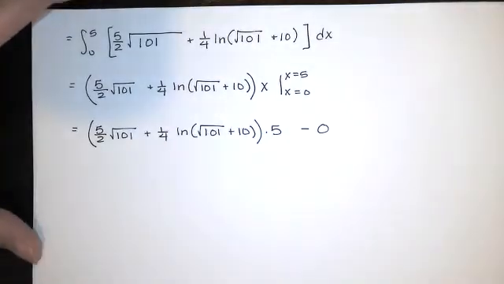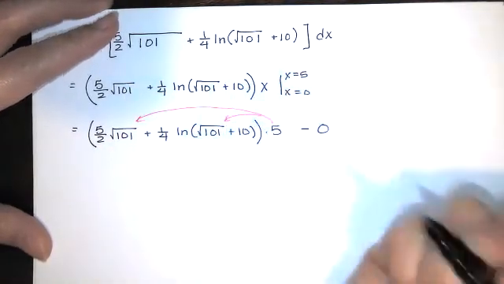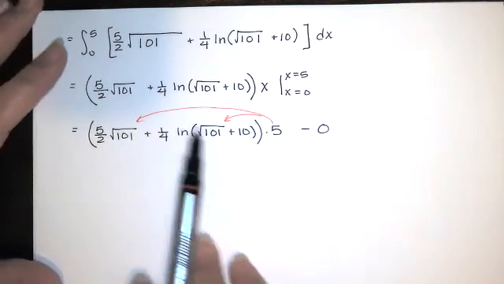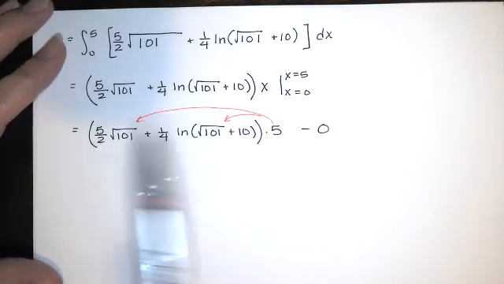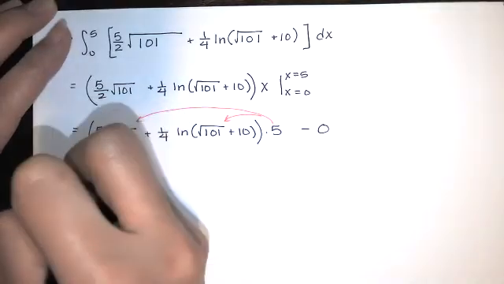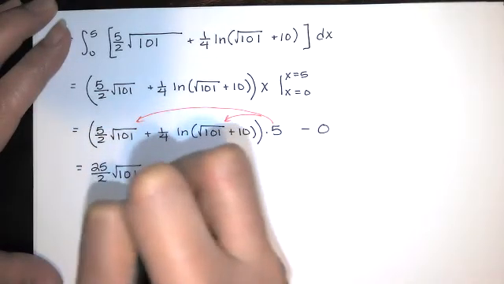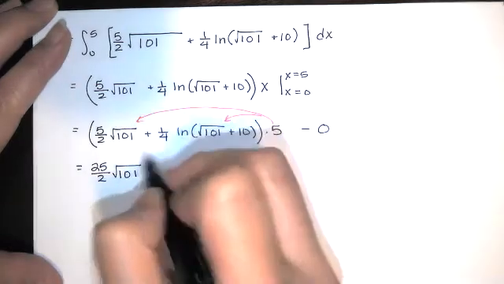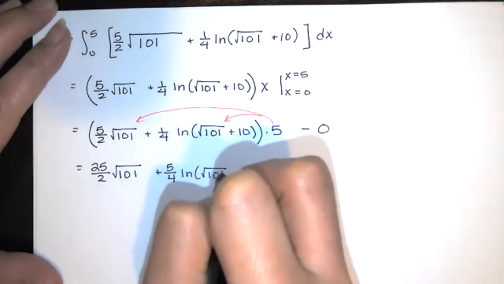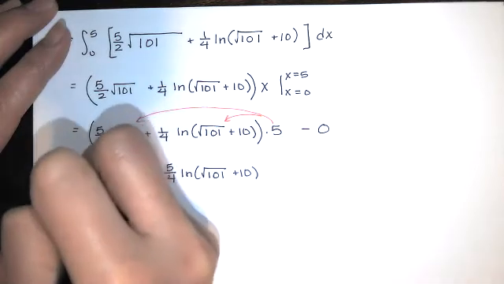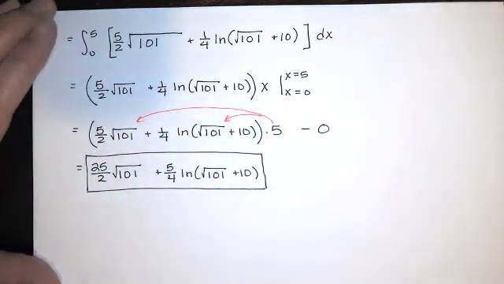And if you prefer, you don't have to. Actually, you may have to. We'll see if WebAssign likes it the other way. To simplify, we'd probably distribute the 5 to everything. 5 times that 5 over 2 is going to give us 25 over 2. And 5 times that 1/4 is 5/4. And that's it, that's the answer.